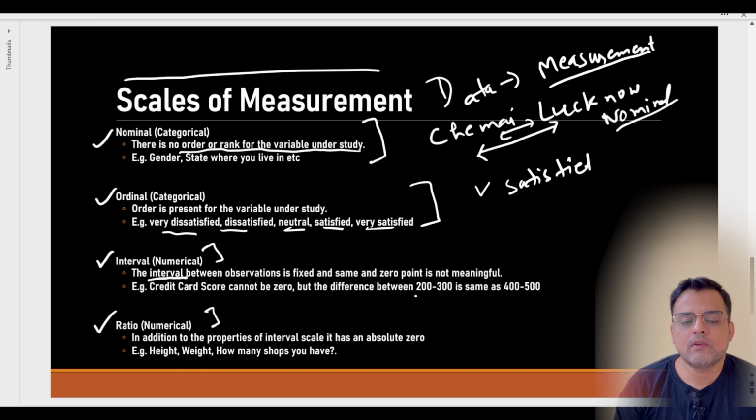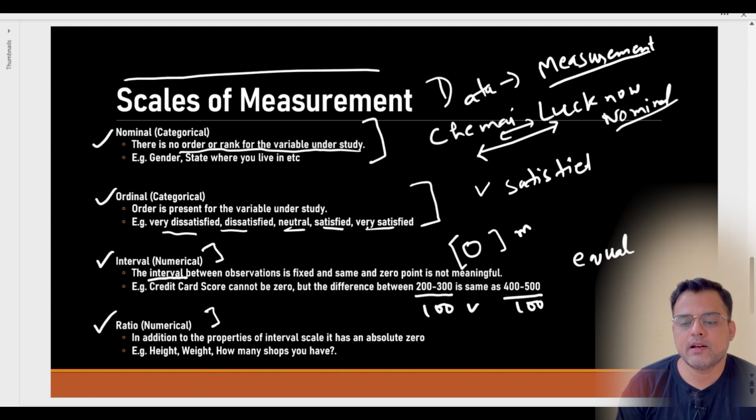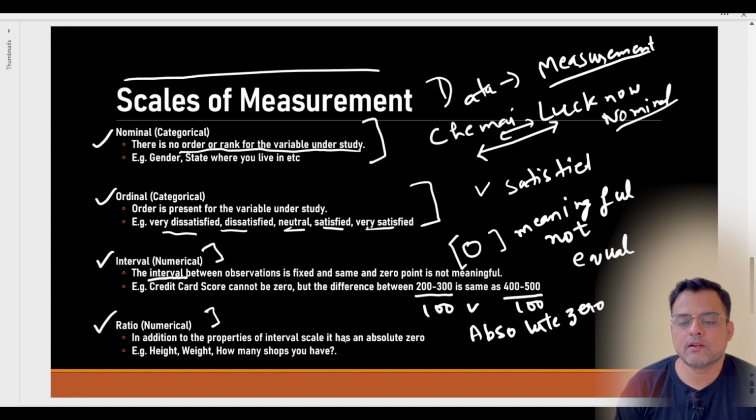Now in case of interval data, the interval is an important word. So for example, let's say I am studying the credit score of a person, and I say that the difference between a 200 and 300 score and the difference between a 400 and 500 score is 100, which is equal. So when I say that the interval between observations is fixed, here I have two observations for a given person, and here I have another two observations for a given person. So the interval between observations is fixed and the same, and the 0 point is not meaningful. For example, I cannot have a credit card score of 0. It will always be some number. So in case of interval scale, the 0 is not meaningful. So I don't have an absolute 0.